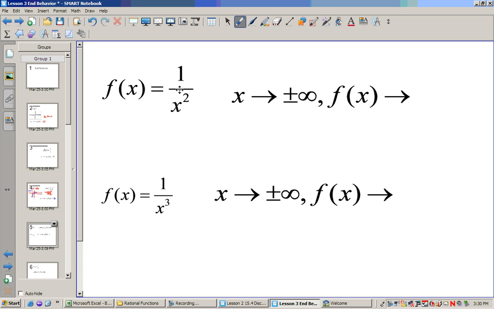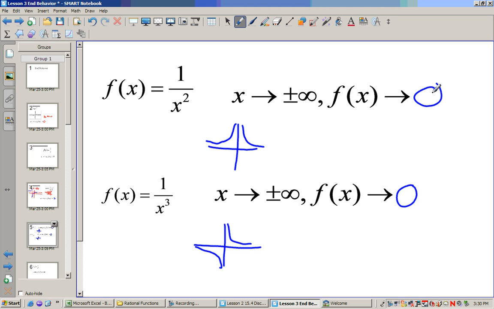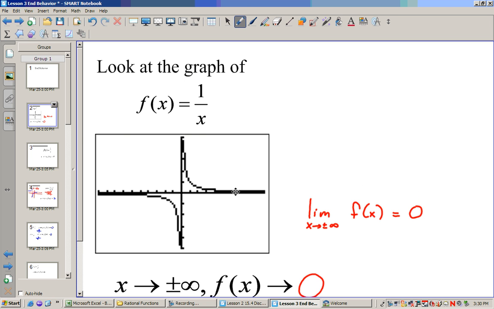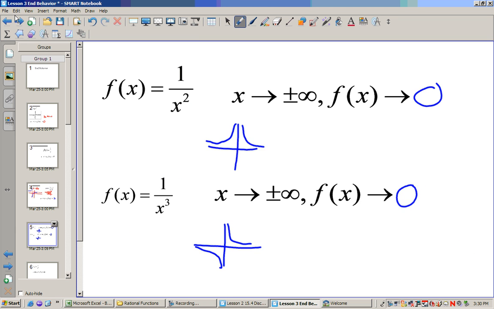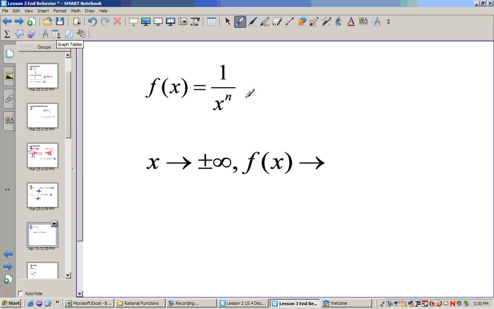Now, if I looked at 1 over x squared, that is this function, that's going to get closer and closer to 0. If I looked at 1 over x to the third, that's also going to go towards 0. So these two are 0. This one was 0, so 1 over x squared, 1 over x to the third, all those go to 0. So 1 over x to the n, you might make a guess that as x goes to positive and negative infinity, y is always going to go towards 0.